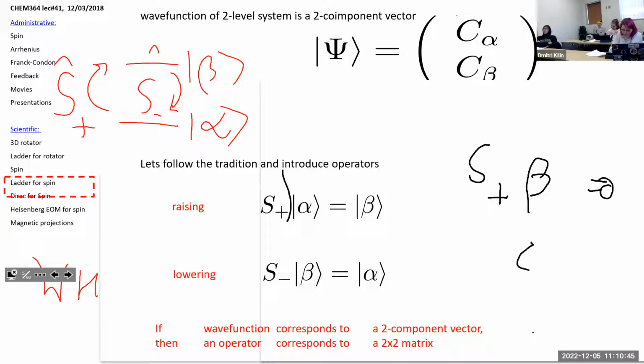If you do S minus on alpha, would it be 0 as well? Also, it will be 0 as well.